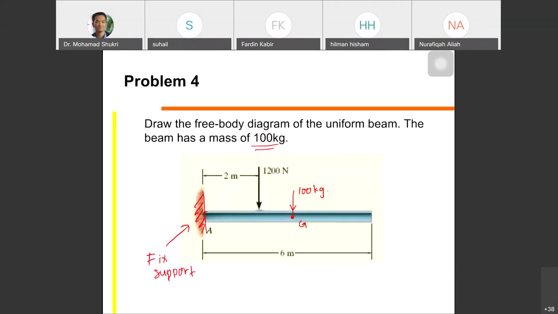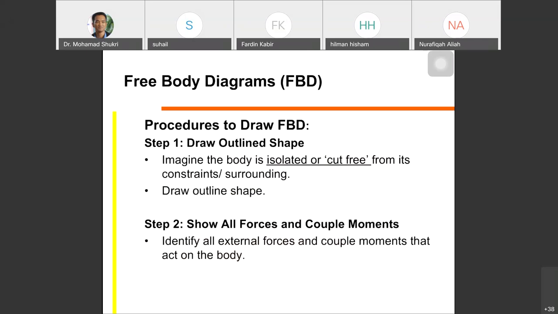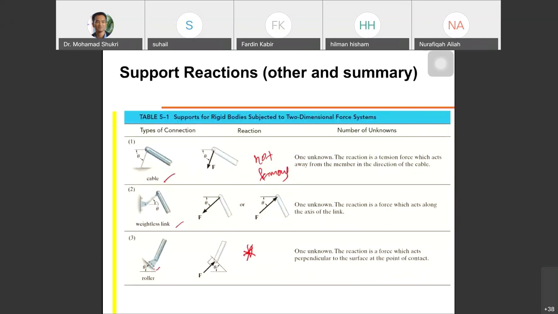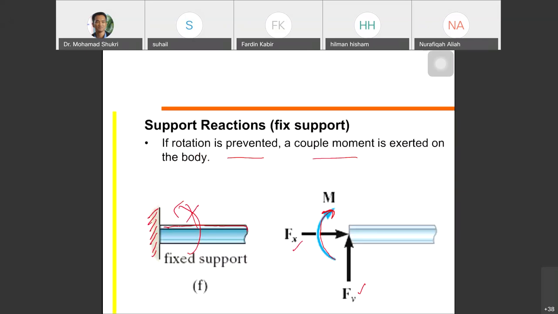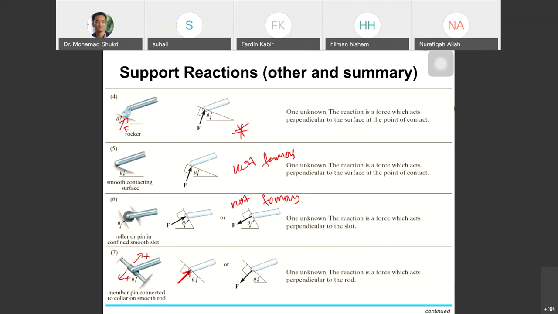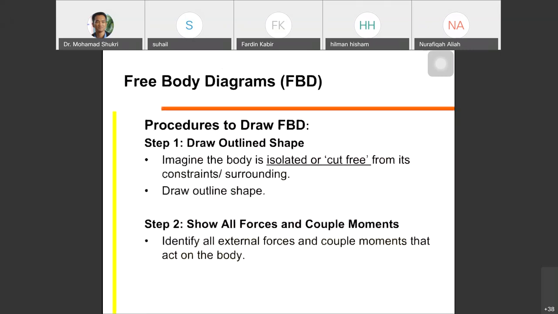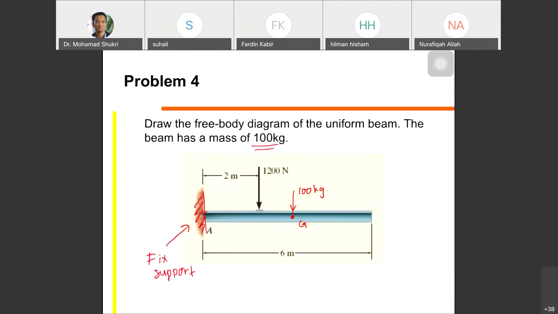Okay, so for the feet support, remember, feet support you have three unknowns. You have Fx, Fy and M, moment. Okay, so when we want to draw this, you can draw.